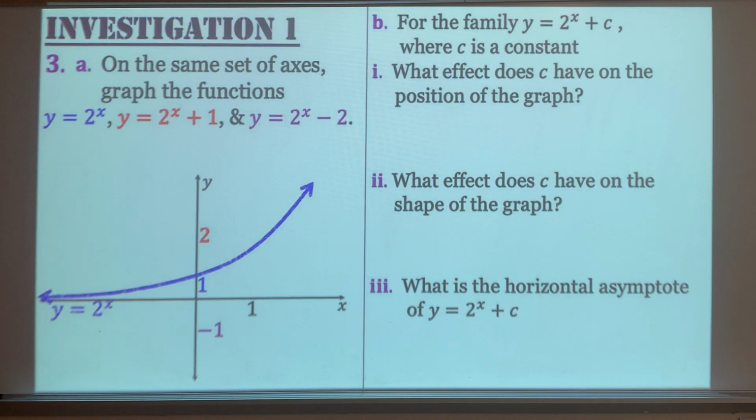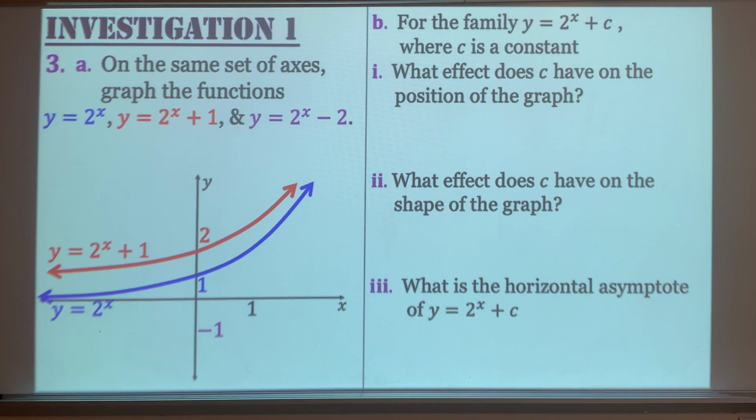All right, so the first piece, what happens is you've got y equals 2 to the x. Notice it goes through 1, and the key here is it goes through 1 on the y-axis. The next one, y equals 2 to the x plus 1. Now it goes through 2, so you should be noticing something going on here.